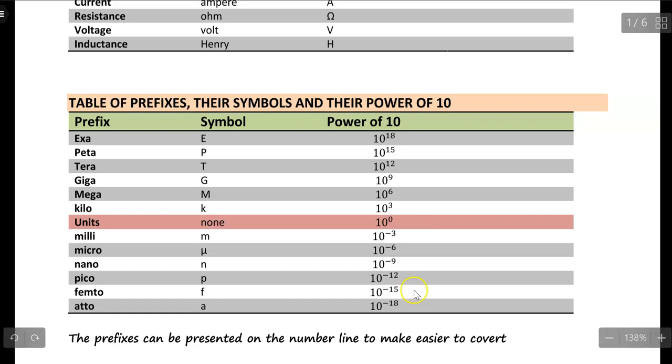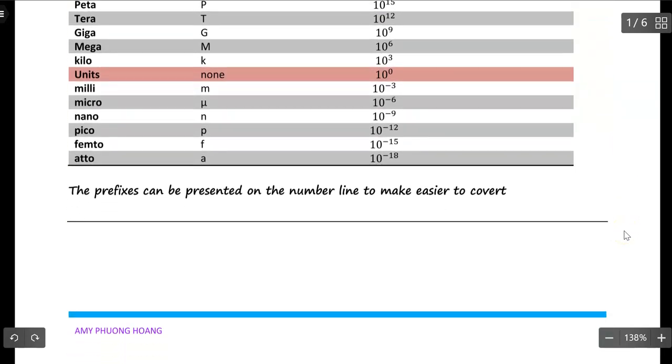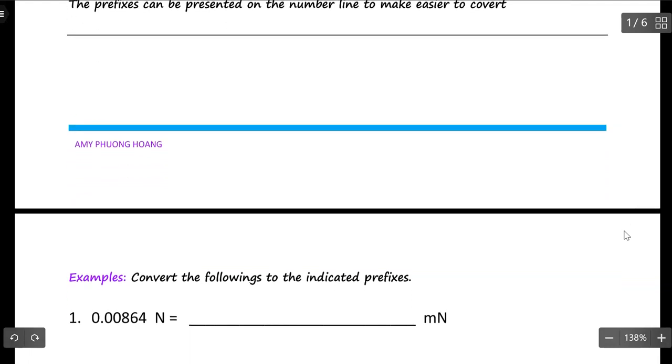Okay, so what we are going to do next is convert one unit to another unit. So here's what we have: we convert the following to the indicated prefixes. 0.0864, and what do we have, right? We have a unit, and in front of it there isn't any prefix. This capital letter N is for Newton, and it's just Newton. It doesn't have any prefix.